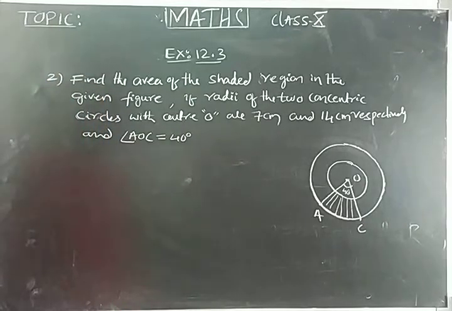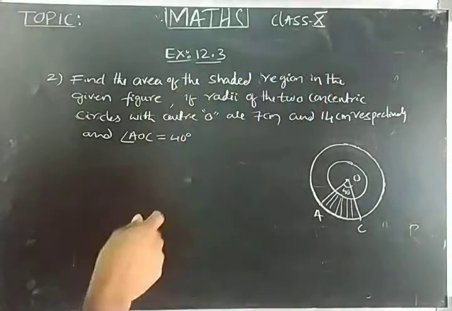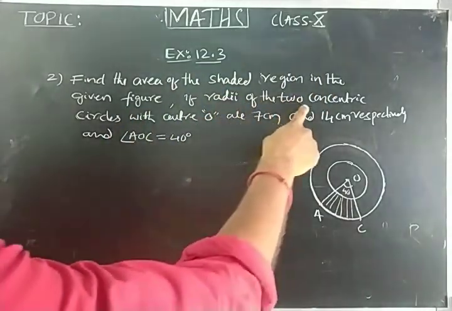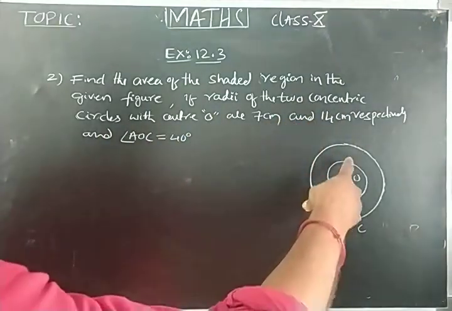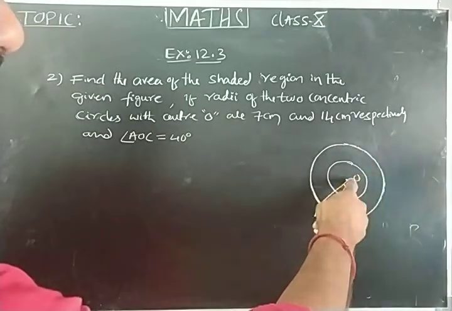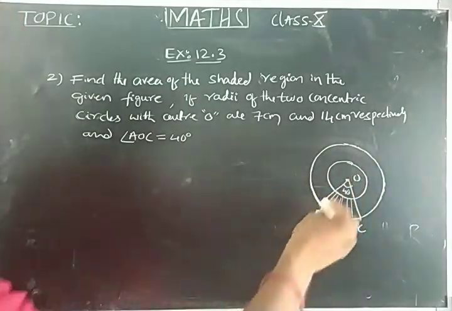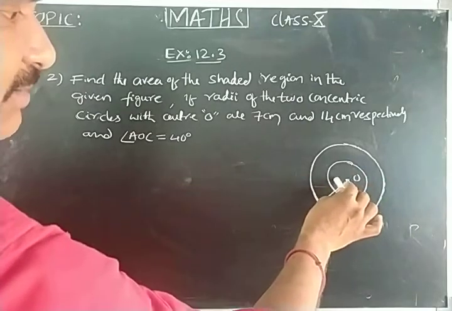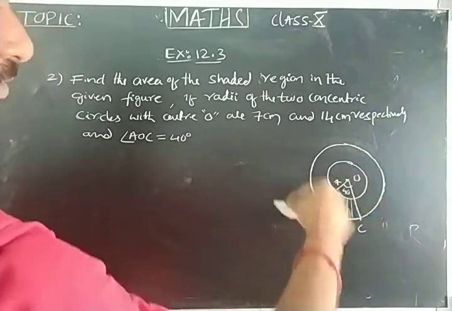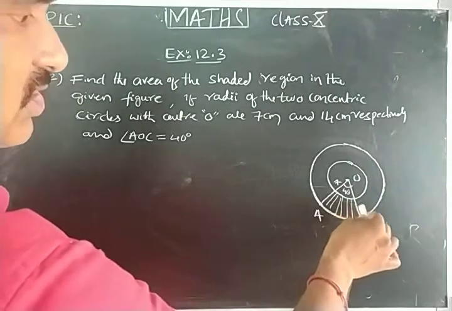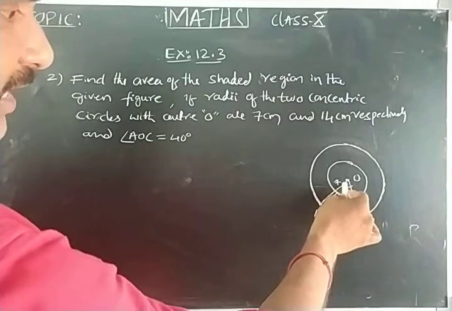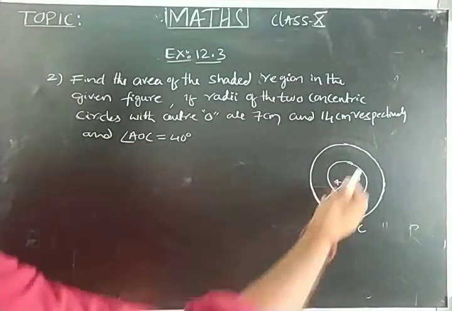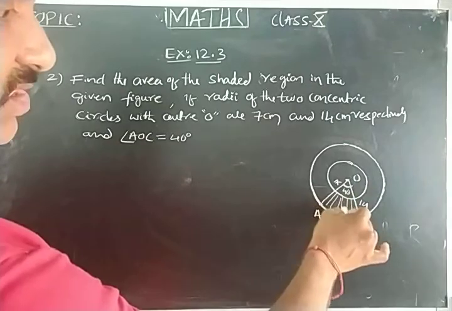Second problem. See what is given. Find the area of the shaded region in the given figure. If the radii of two concentric circles with center O are 7 cm and 14 cm. So here we have two concentric circles. One is having 7 cm radius, the smaller inner circle. And we have the outer circle whose radius is 14 centimeters, and we have the angle of the sector at the center, 40 degrees, AOC. Now we are going to find this shaded region.